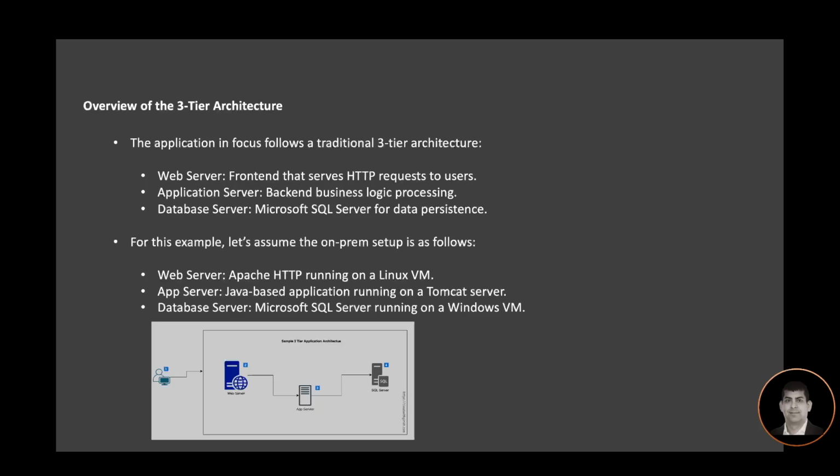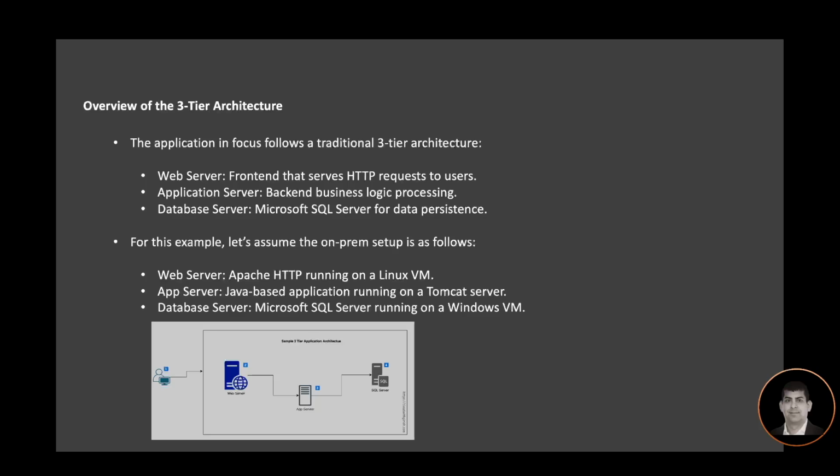So the point is that 3-tier architecture has been there in places, and it still gets utilized, right? You are separating the presentation layer from the business logic sitting on the application server, and then you are creating another separation, which is the data, the database server. For this example, let's assume that we have an app with such a 3-tier architecture in an on-prem setup.